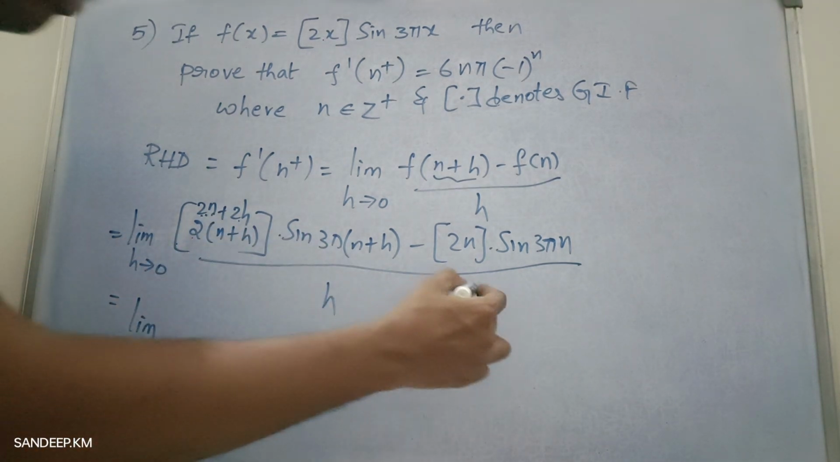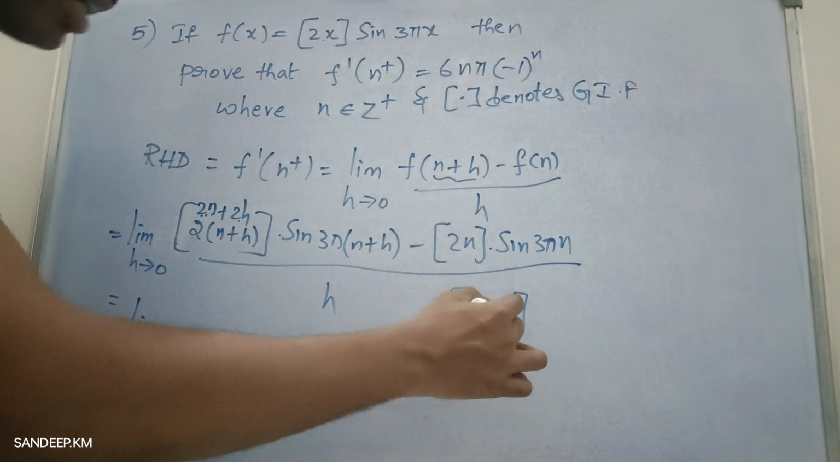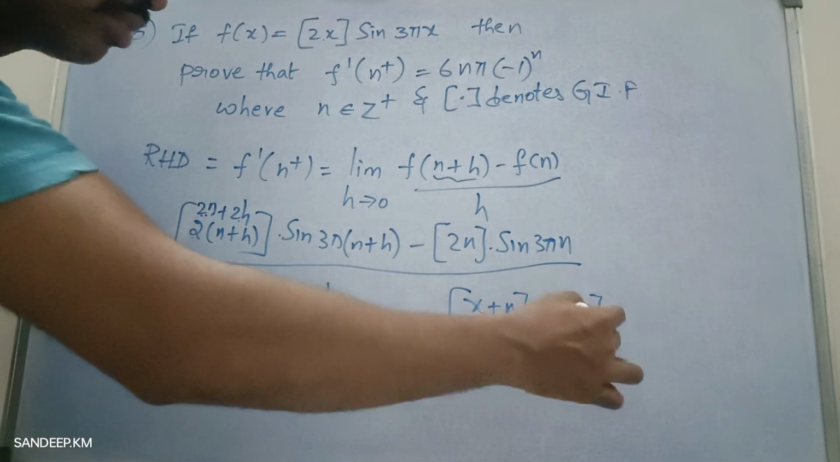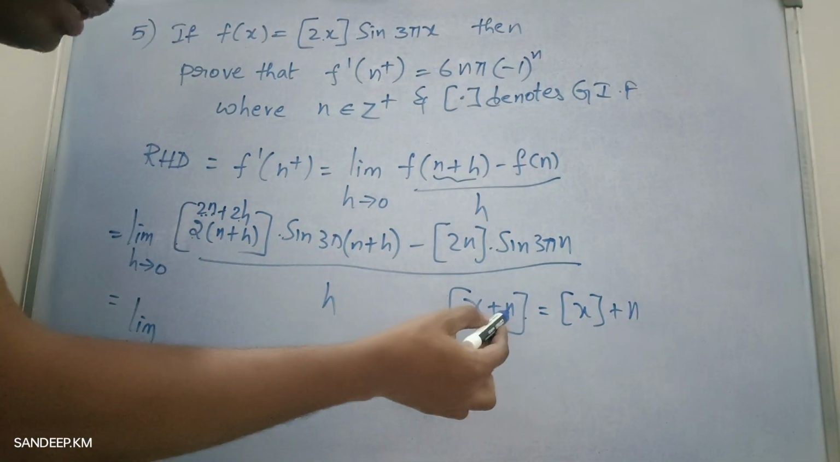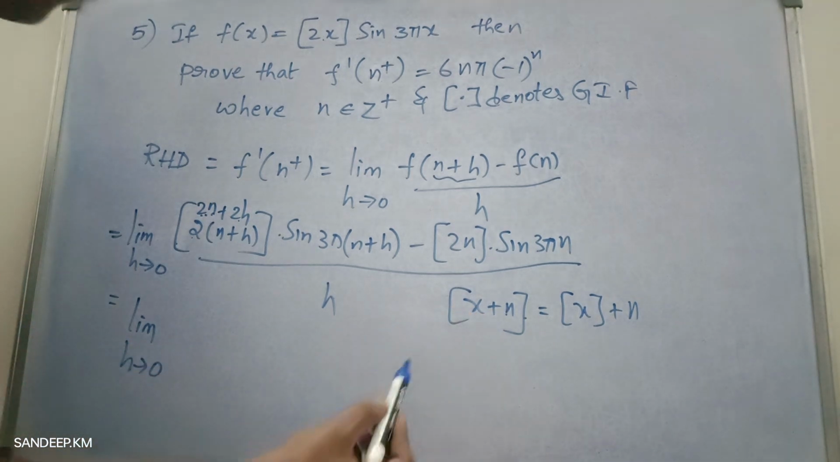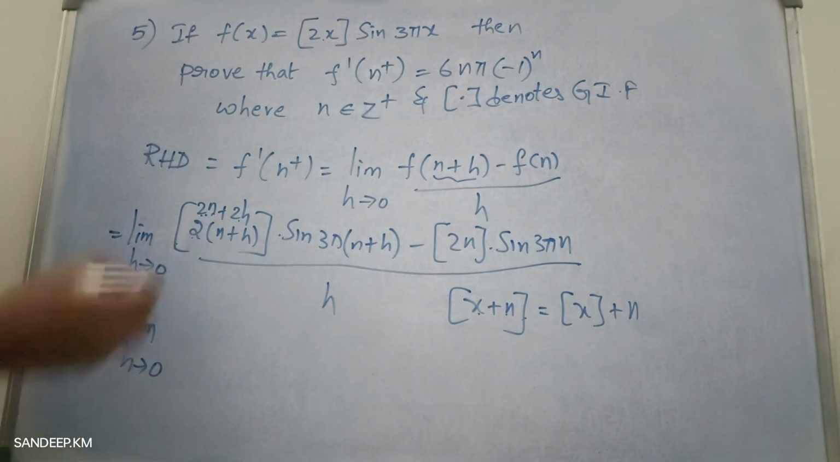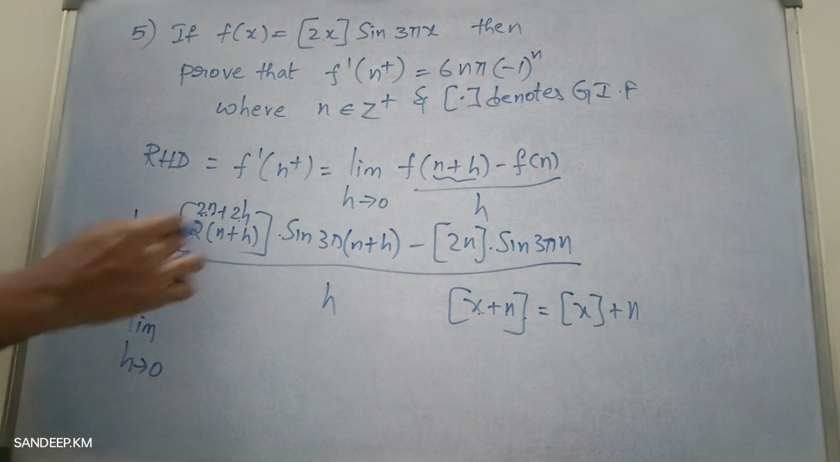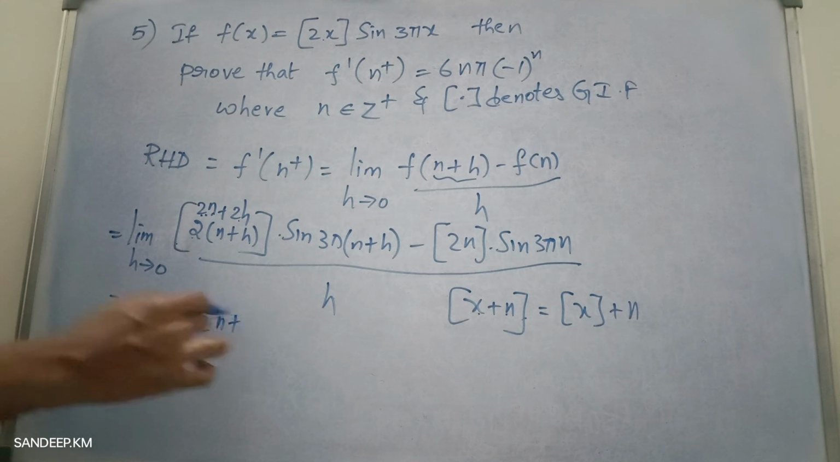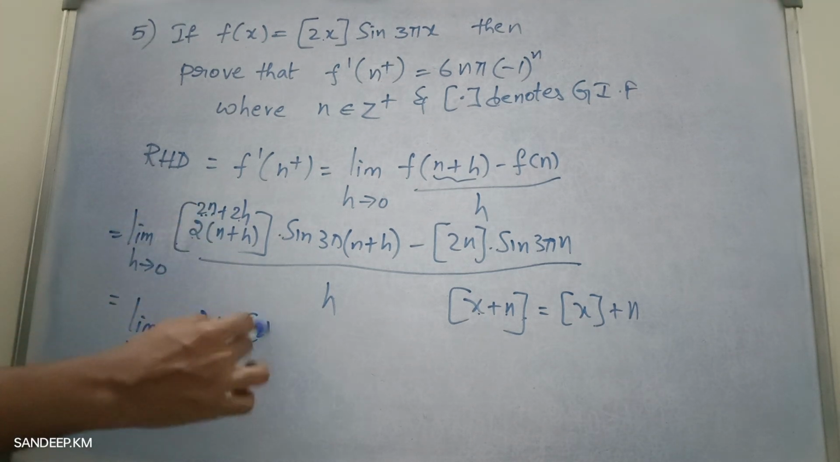What is the property of step functions? Step of x plus n is equal to step x plus n, and step is not needed for n if n is an integer. Okay, now step is enough only for x. That property I am using here. 2n is an integer, it does not need the step. So 2n plus step of 2h.